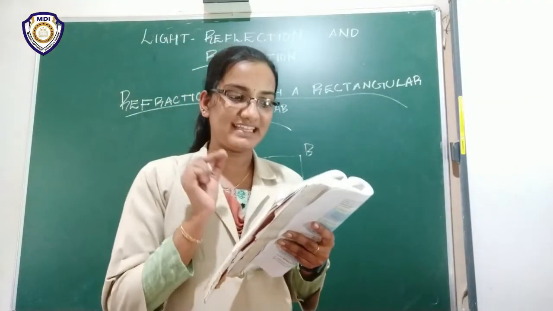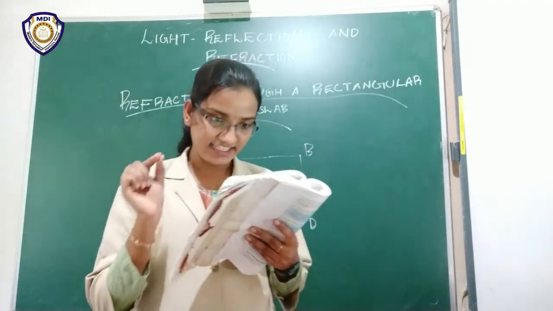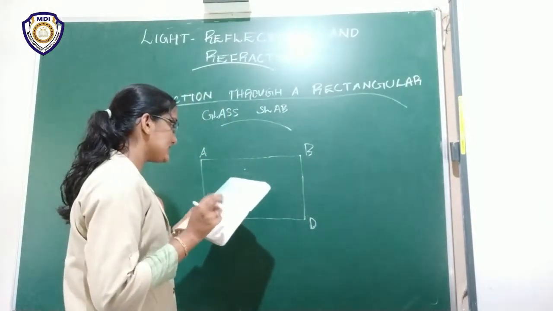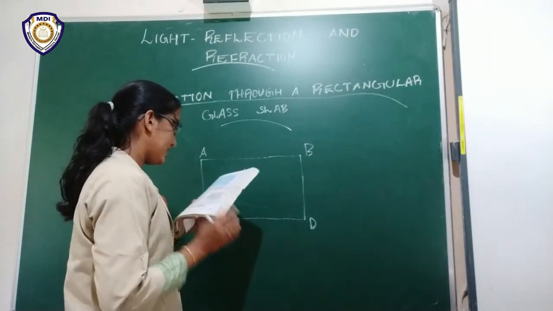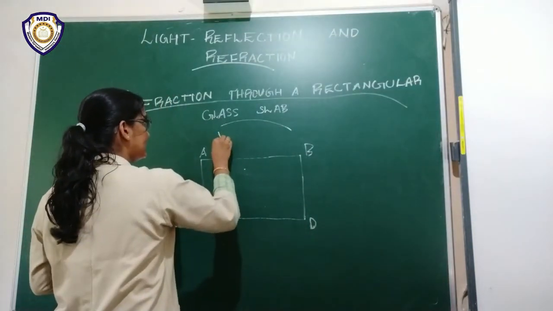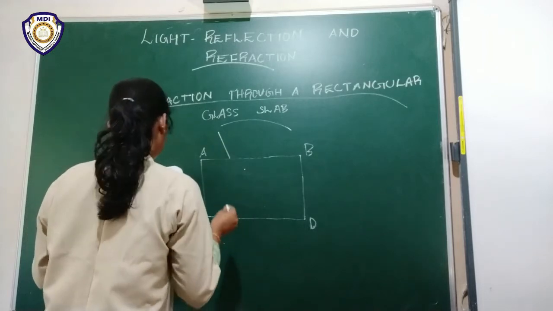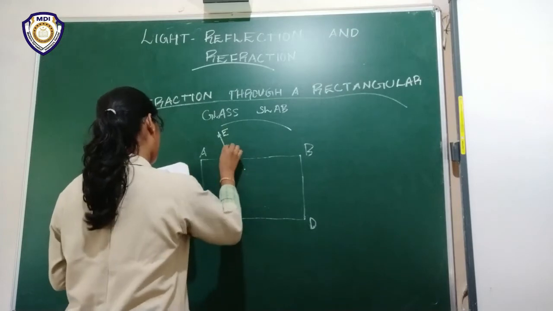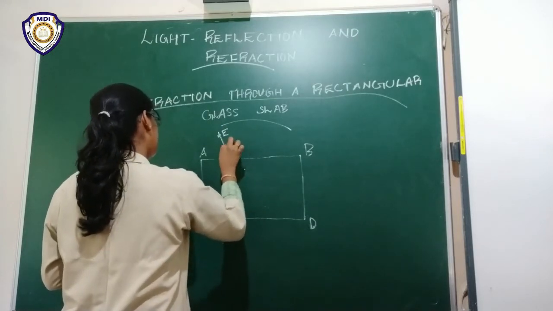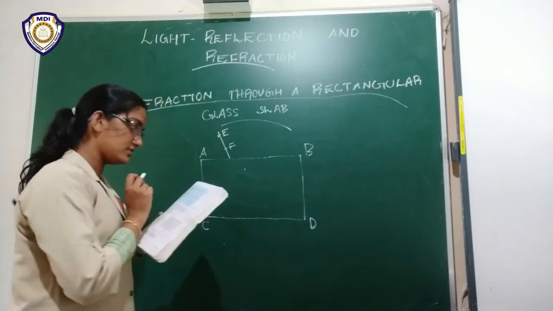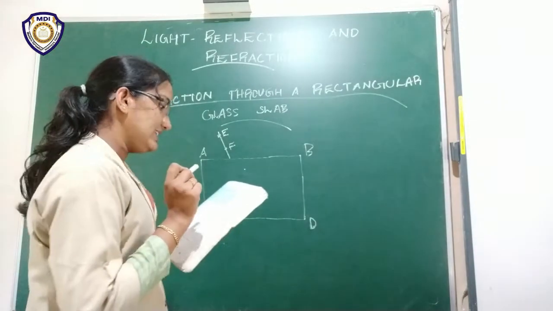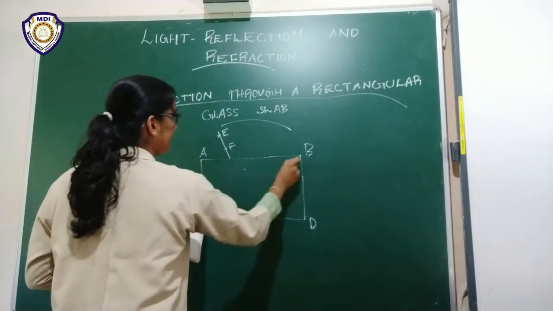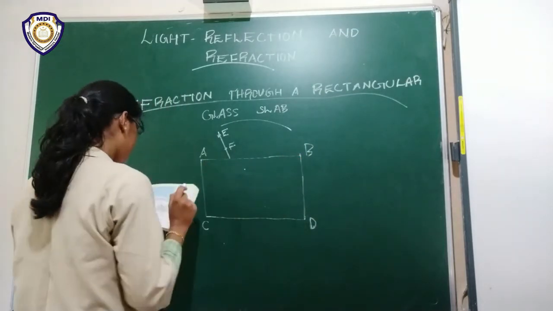Fix two pins, say E and F, vertically such that the line joining the pins is inclined to the edge AB. That is E, F. E and F are two points fixed vertically such that the line joining the pins is inclined to the edge AB.